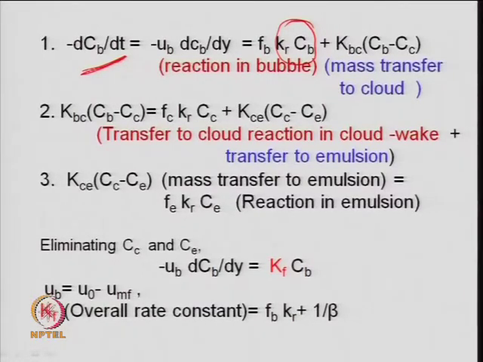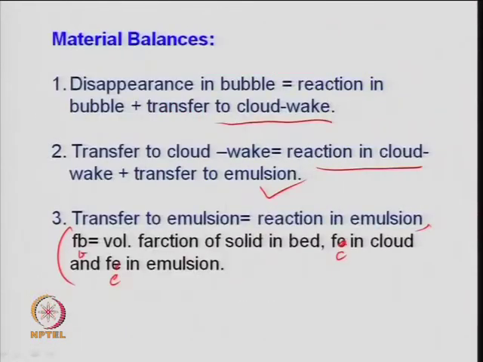Now, this reaches the emulsion phase and that will react chemically, which is here. So, this is KCE (Cc minus Ce), the material available in the emulsion phase, which is reacting chemically, given by the mass fraction of the solid in the emulsion phase times again the kinetic constant times the concentration available in the emulsion phase. So, this is the simple material balance for this kind of situation.